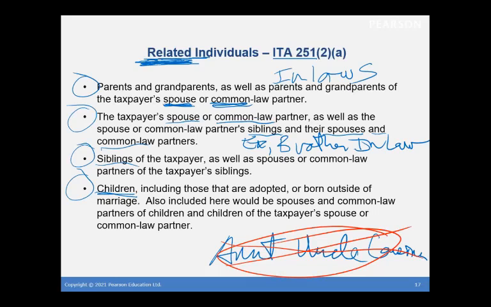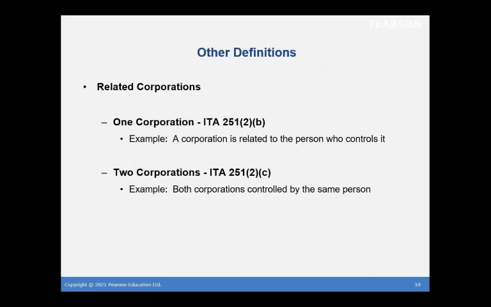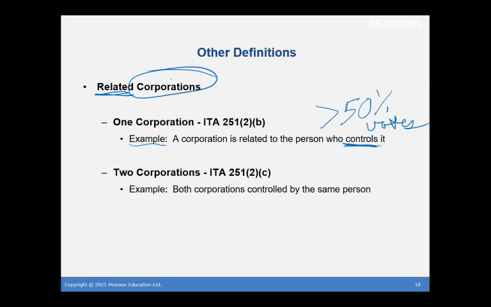So that was individuals, right? Actual humans, if you will. We can also have related corporations. So how are corporations related? Well, here's an example. A corporation is related to the person who controls it. So in other words, if you own greater than 50% of the votes, through your common shares, then that's going to make you as an individual and your corporation related.